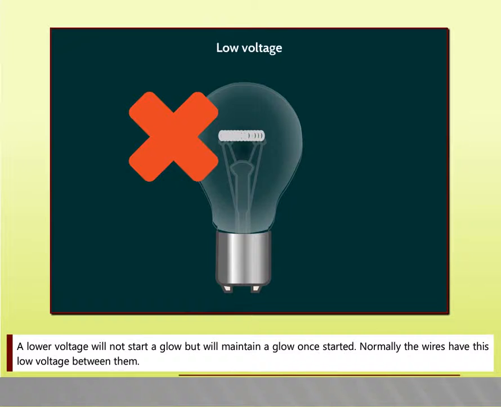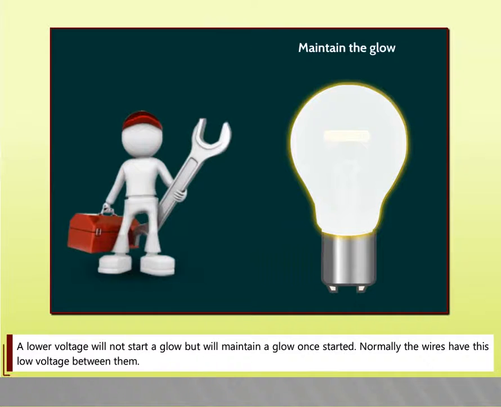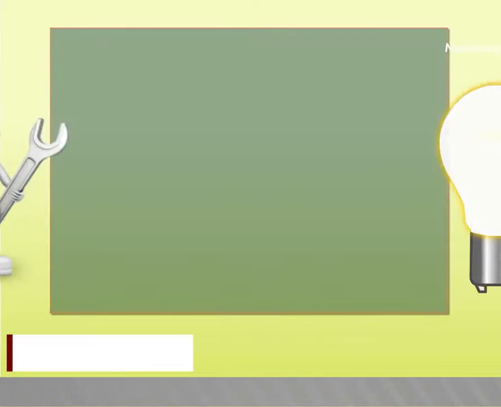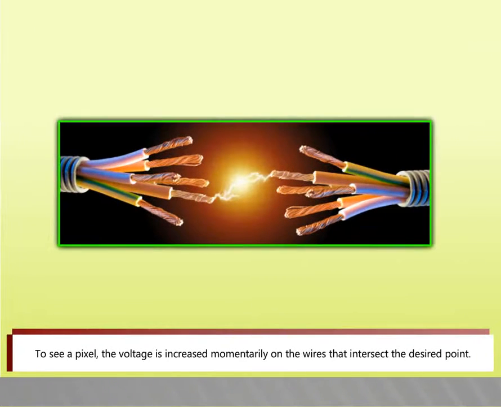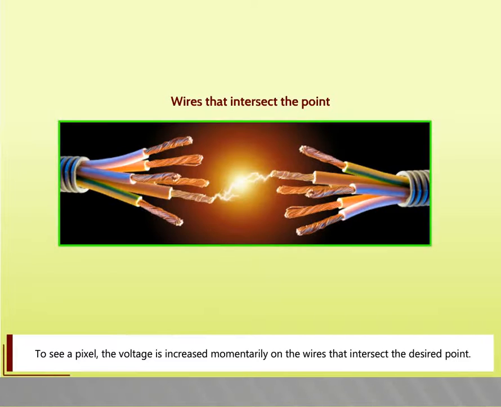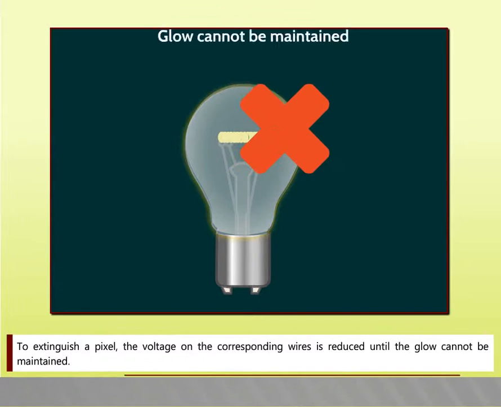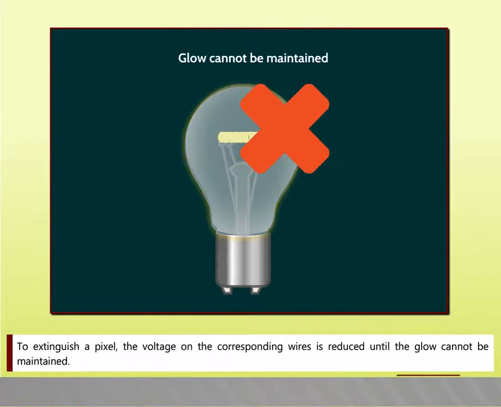A lower voltage will not start a glow, but will maintain a glow once started. Normally, the wires have this low voltage between them. To see a pixel, the voltage is increased momentarily on the wires that intersect the desired point. To extinguish a pixel, the voltage on the corresponding wires is reduced until the glow cannot be maintained.